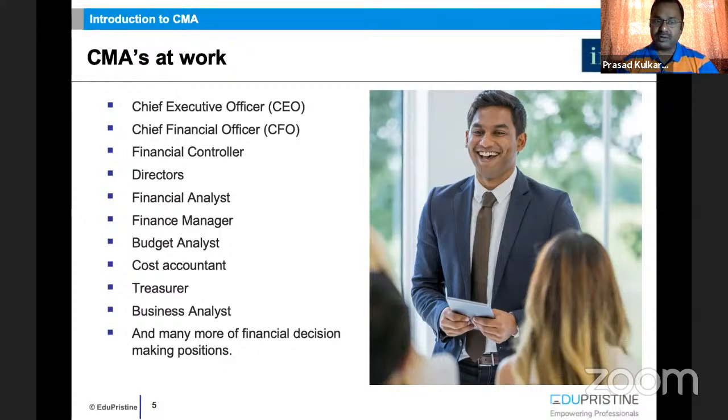They are cost accountants and treasurers. Who better would understand how to manage finances, who better can understand how to make money work for the organization? I think they are great in treasury management. So they play a very vital role, and quite a few CMAs get themselves positioned in the treasury management of organizations.